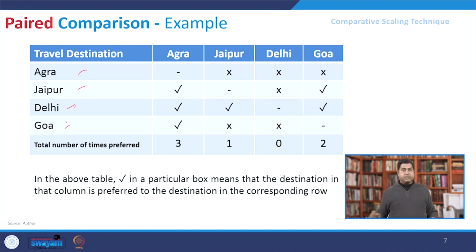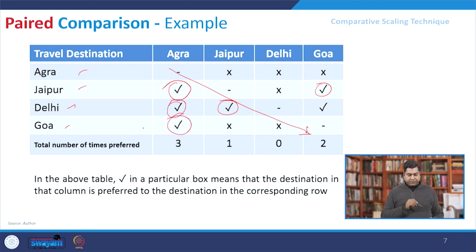Now this is a comparison matrix. So when you say Agra and Agra, diagonally it has no preference or value. But now suppose you want to compare Jaipur and Agra, so Agra is preferred. If you complete this entire matrix, when you compare Agra with Jaipur, Delhi and Goa, in all the cases Agra is preferred.